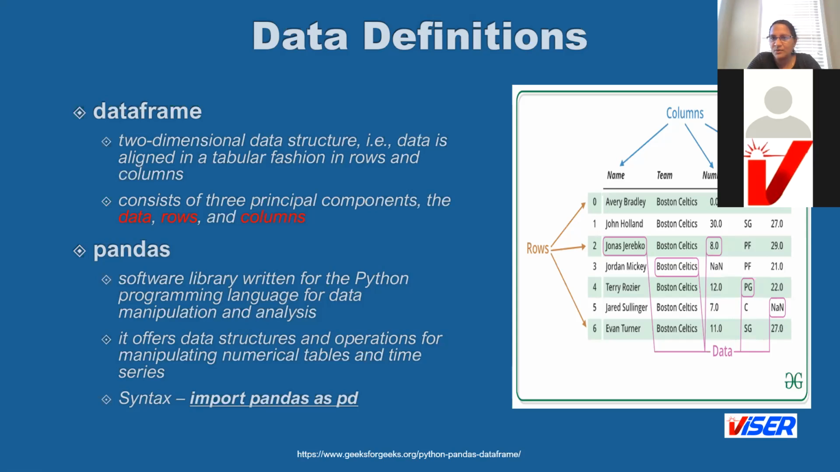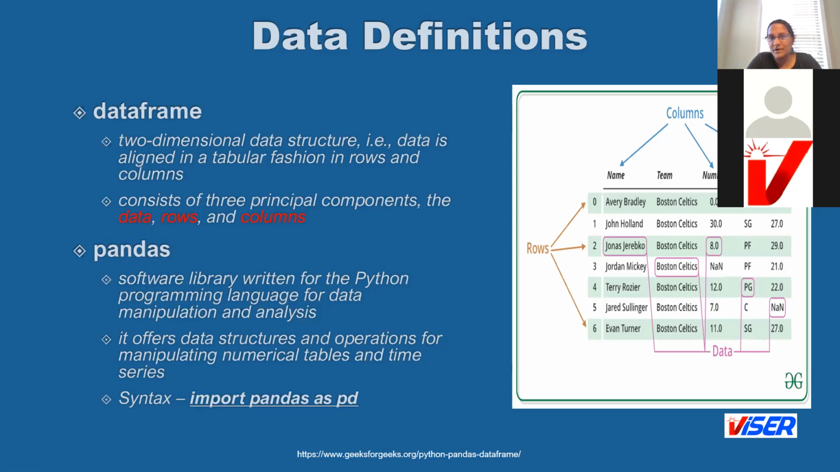It's a rectangular layout of your data, but it's called a data frame. So it's a two-dimensional data structure. What is a data structure? A data structure is basically the way you save your data. So how you hold your data is called a data structure.